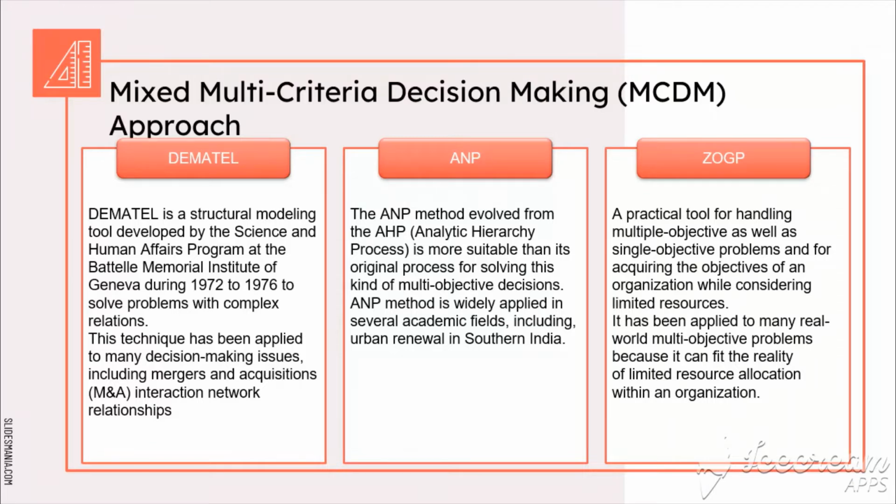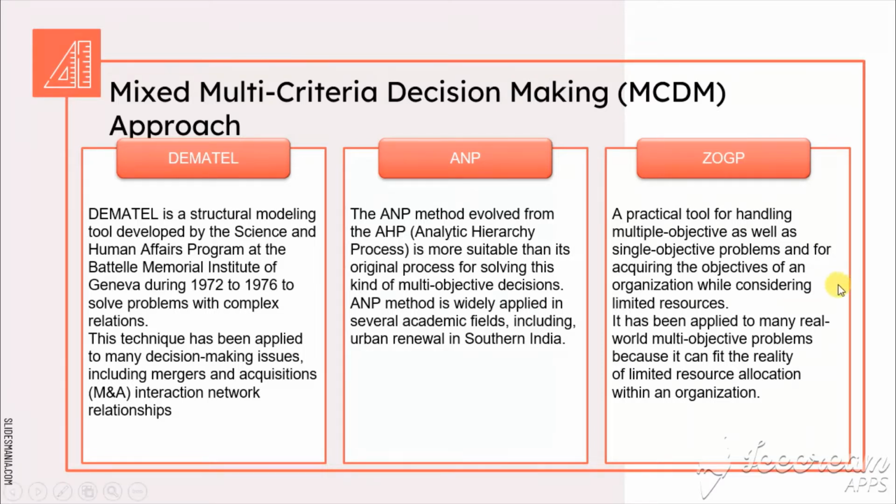For ANP, the analytic network process is a method to solve multi-objective decisions. It has been widely used in academic fields, including urban renewal in southern India and green roof type selection studies. In this work, a network structure is set up and the priority of criteria is calculated. Then, criteria in the whole system are compared to form a priority weight matrix and conduct the consistency test.